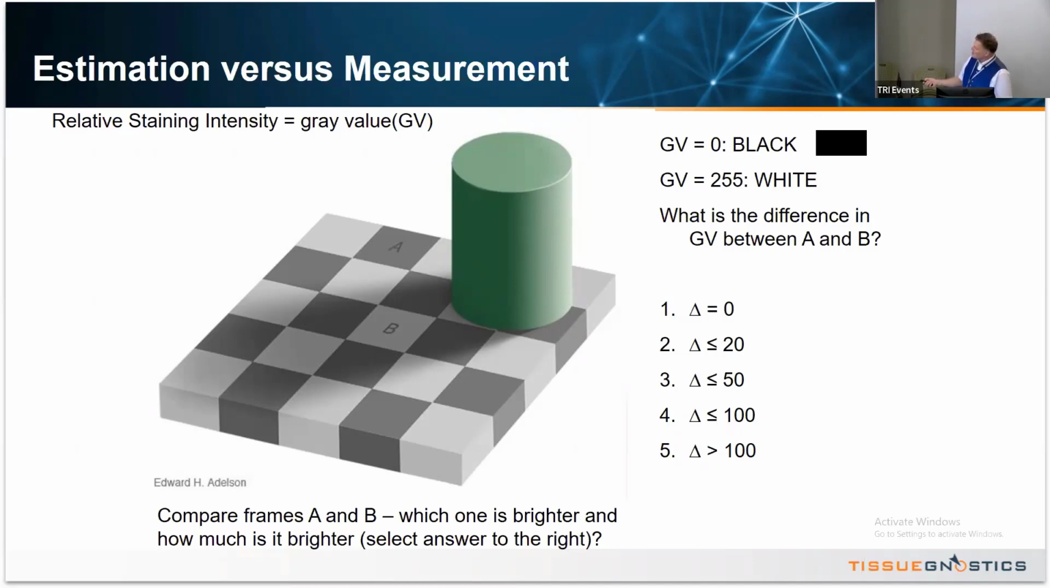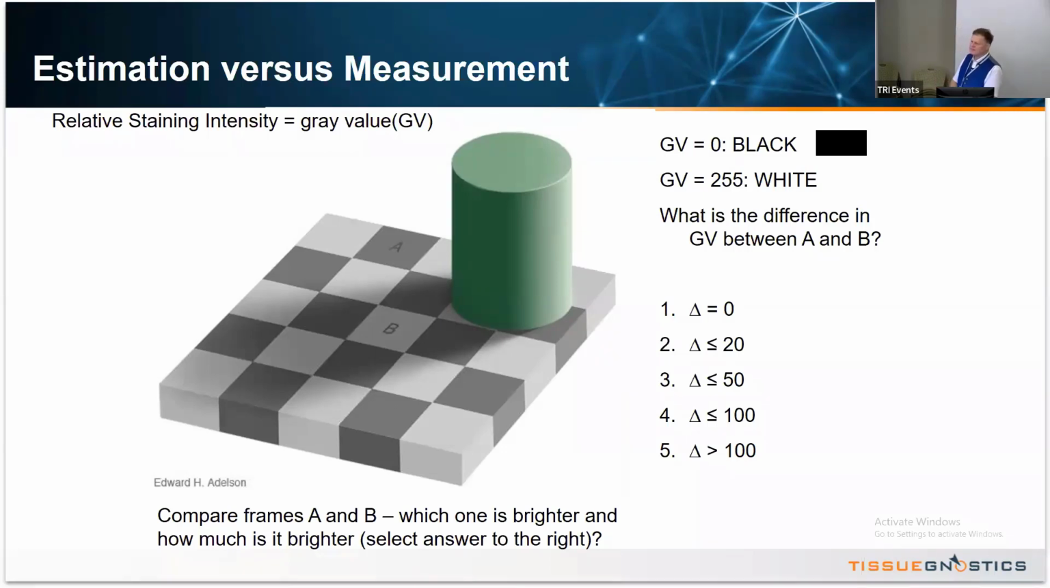Now, let's look at these two regions, A and B here. What would you say is the difference in gray values between these two areas? For the human eye, it will not be possible to see a difference of, say, 37 shades of gray. But in the scope from 0 to 255, 0 being black, 255 being white, which of these 5 answers would you guess is correct when you look at A and B?